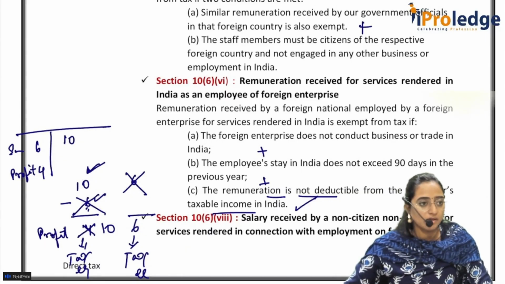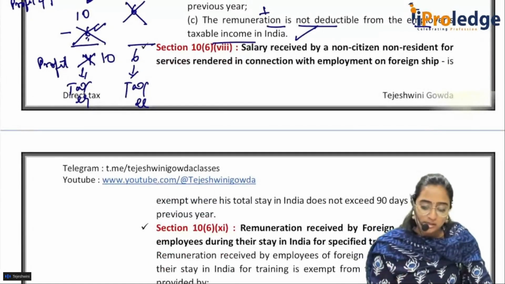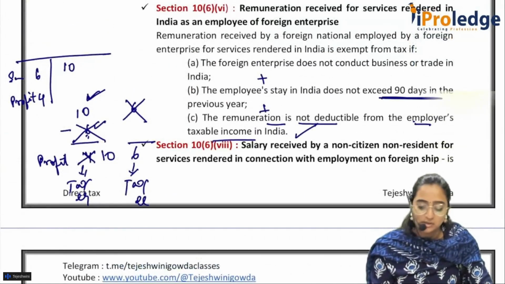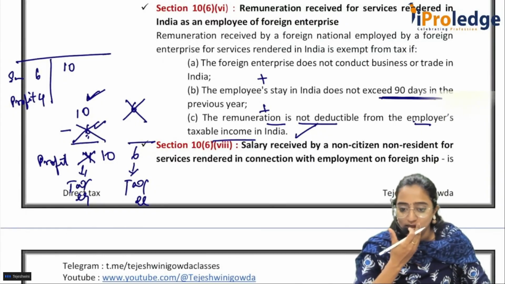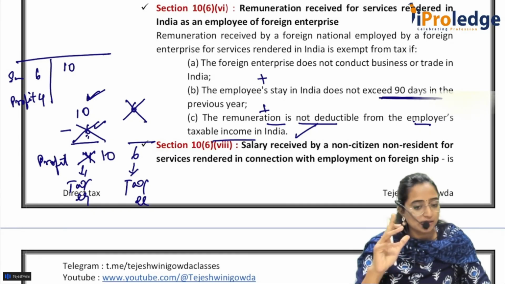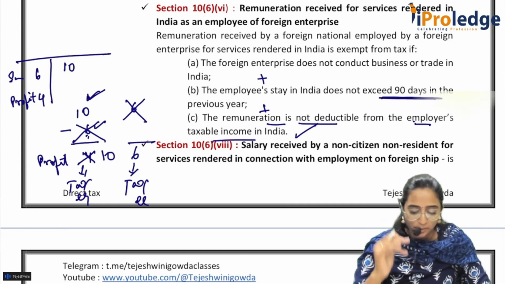Understanding everyone? Clear? Done. This point becomes important with this clause here. That is, it does not exceed 90 days in the previous year. It does not exceed how many days? 90 days. It does not exceed 90 days in the PY. Clear everyone?